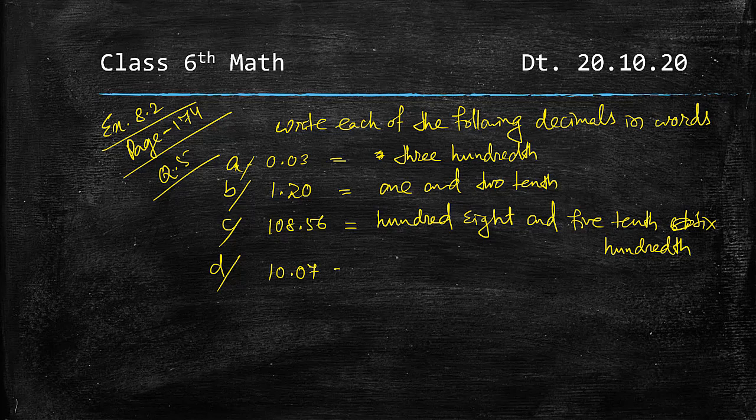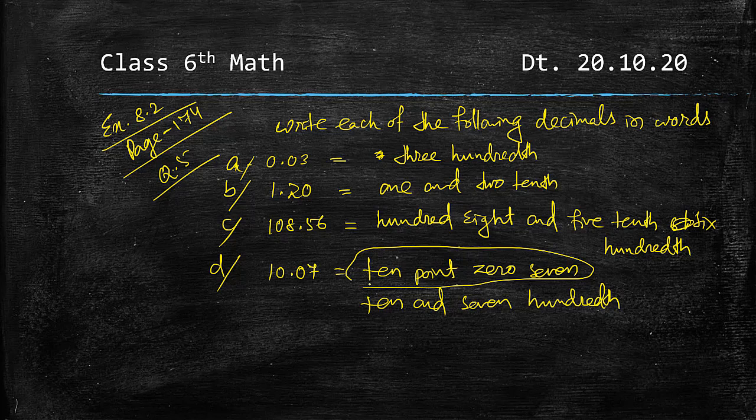Then 10.07. We can write it like this also, 10.07. Okay. But 10 and 7/100th is more appropriate. Okay, so we will not write like this, we will write like this. Correct? Okay.